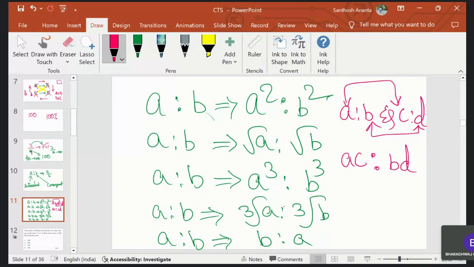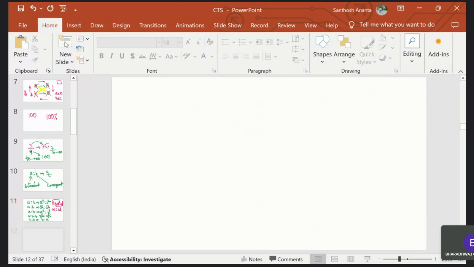Now coming to the proportion. What is meant by proportion? Proportion is nothing but the equality of two ratios. The equality of two ratios is called a proportion, or in another format, the product of extremes is equal to the product of means.